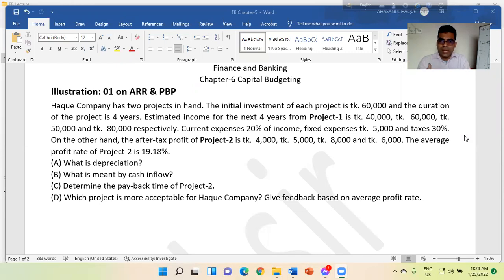Then you will get taxable income, and tax of 30% will be deducted from this taxable income. Then you will get net profit, and net profit will be used for calculating ARR, the average rate of return. The project whose average rate of return is greater will be more acceptable.